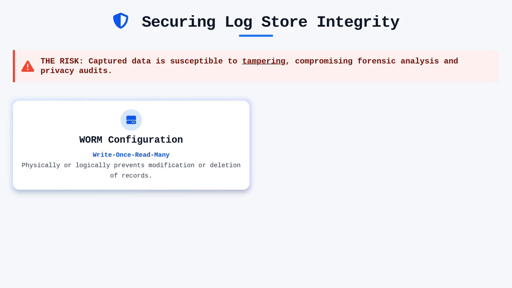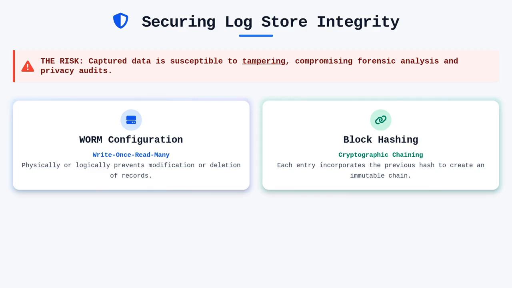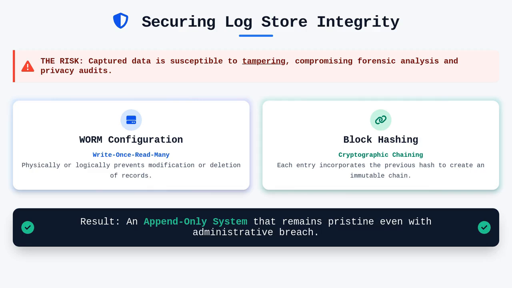Beyond storage-level protections, you must incorporate cryptographic verification methods, such as chaining log entries through block hashing. By calculating a hash for each log entry that includes the hash value of the preceding entry, you create an immutable evidentiary chain that alerts you immediately if any historical record has been altered. This cryptographically anchored ledger provides high assurance that the audit trail remains pristine, even if an attacker gains administrative access to the underlying storage server. You are effectively building an append-only system where the history of data access becomes verifiable and resistant to deletion.